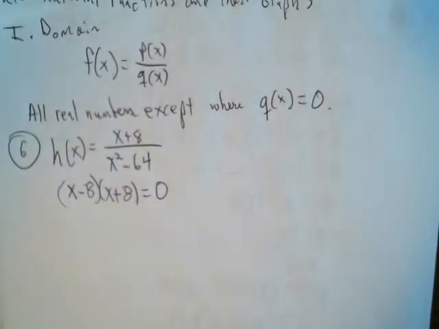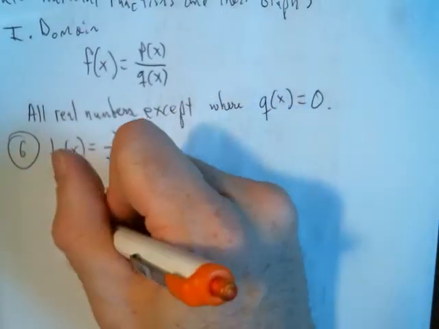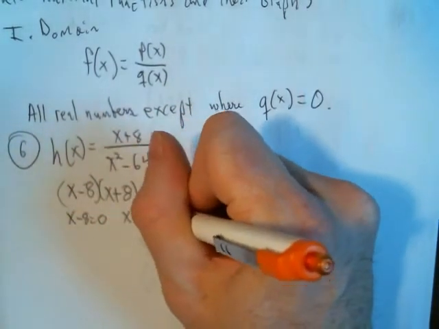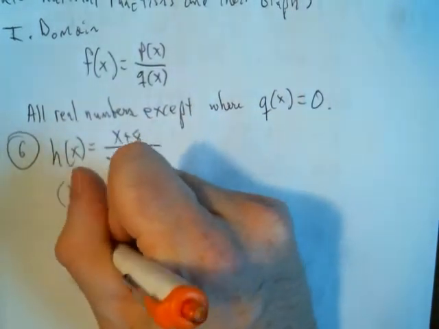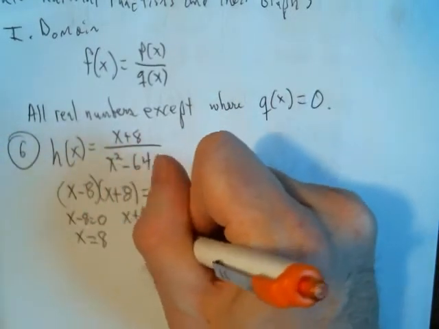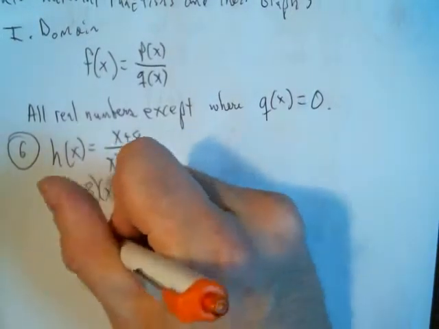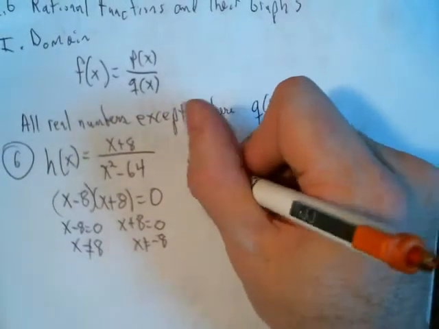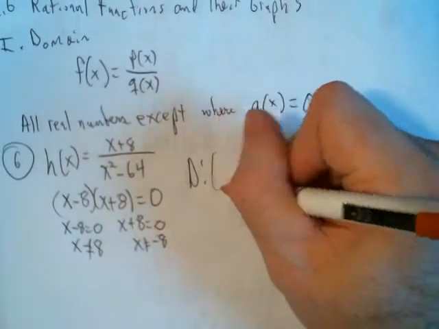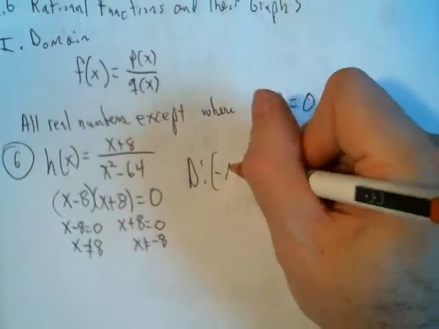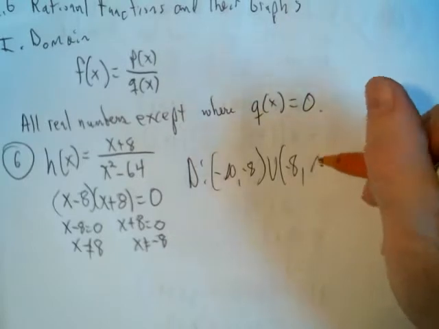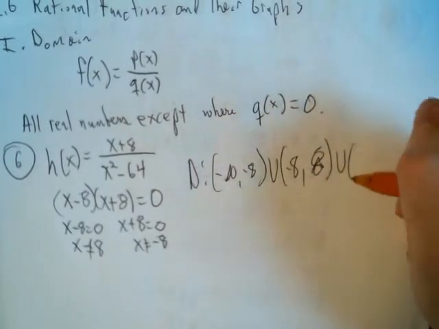So x minus 8 equals 0, zero factor property, x plus 8 equals 0. So x equals 8 or x equals negative 8 are our restricted values. So at the end of the day, the domain is all real numbers except those guys. So negative infinity to negative 8, union negative 8 to 8, and then union with 8 to infinity.